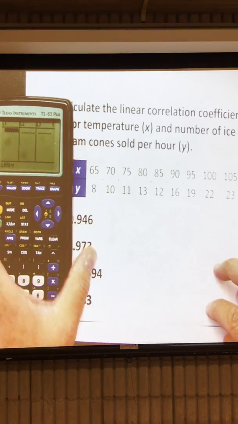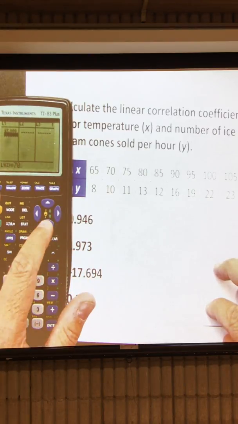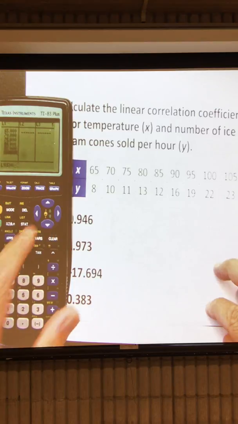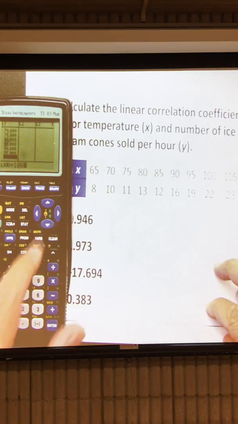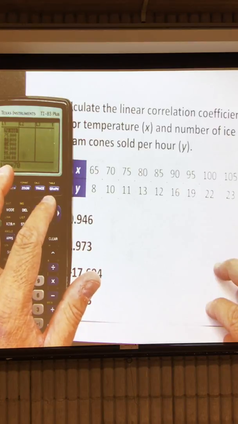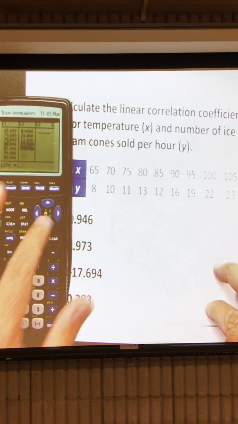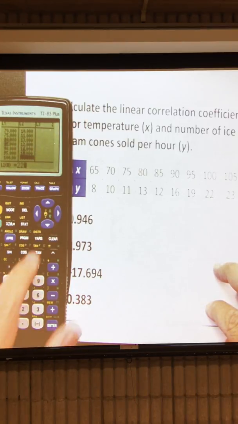For L1, for X, we have the temperature: 65, 70, 75, 80, 85, 90, 95, 100, and 105. For L2, we have the Y, which is the number of ice cream cones sold per hour: 8, 10, 11, 13, 12, 16, 19, 22, and 23.